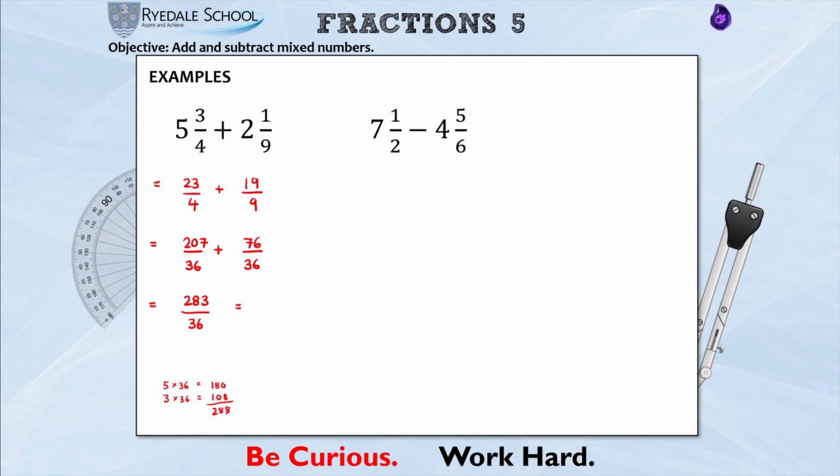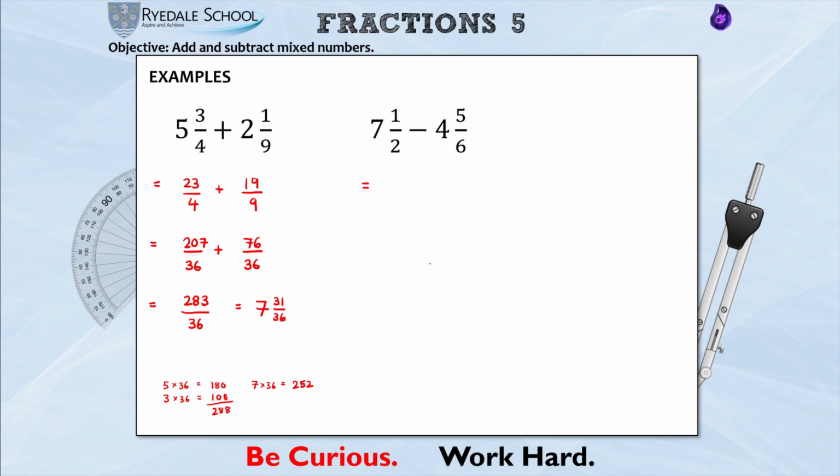I don't think I've got enough quite for 8 36s. So it's looking like 7 whole ones. So 7 times 36 must be 252. So if I've used 252, how many are left to get up to 283? I believe that is another 31. So it's 7 and 31/36. That was a little bit nasty, but it got us thinking.